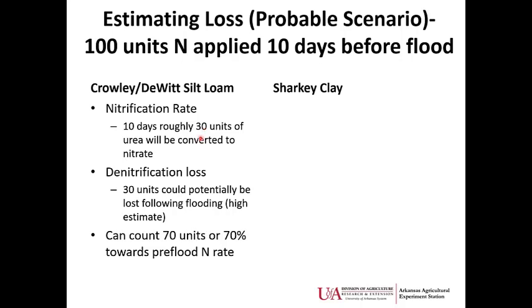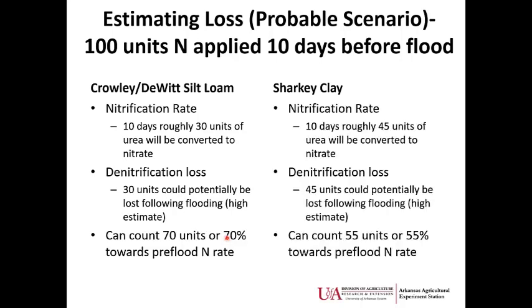And so what that means is that when we do get that saturated or that addition of the flood, that really gives us only about 30 units that could be lost to denitrification. And so really that leaves us about 70 units or about 70% that we could count towards that pre-flood nitrogen rate. When we go over to the Sharkey clay, same type of scenario.